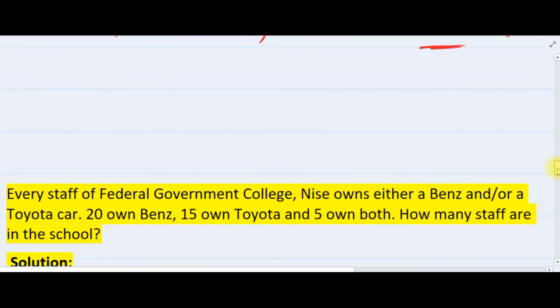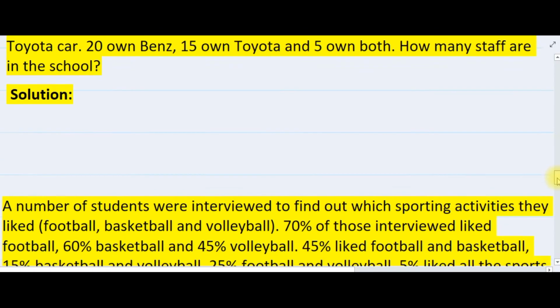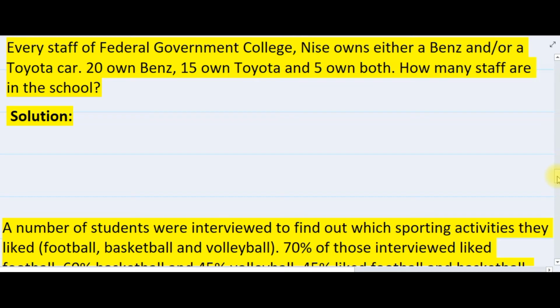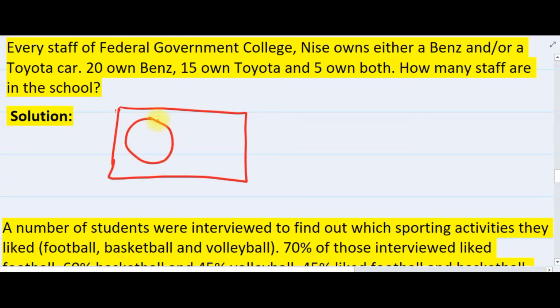So the next question. We are given that every staff of Federal Government College owns either a Benz and or a Toyota car. So 20 own Benz, 15 own Toyota, and 5 own both. So we draw a Venn diagram to make it easy. Let's call this B for Benz and this T for Toyota.